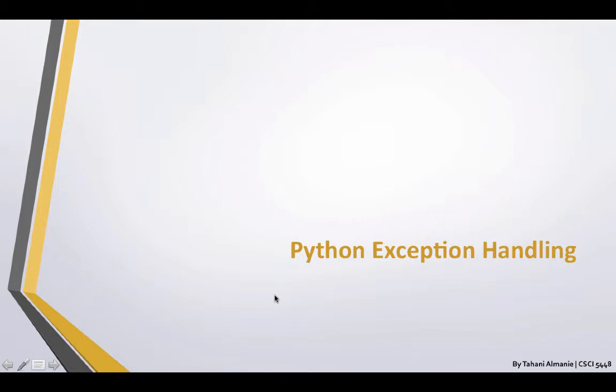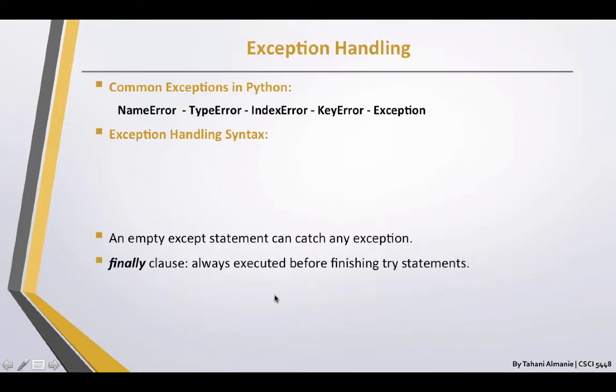Python exception handling. Any error that happens during the execution of the code is an exception. And Python has different kinds of exceptions, like NameError, which happens when someone tries to access a variable that is not defined. TypeError, when you have incompatible data types. IndexError, when an index is not found in a sequence. KeyError, when the specified key is not found. And Exception, which is the base class for all exceptions.